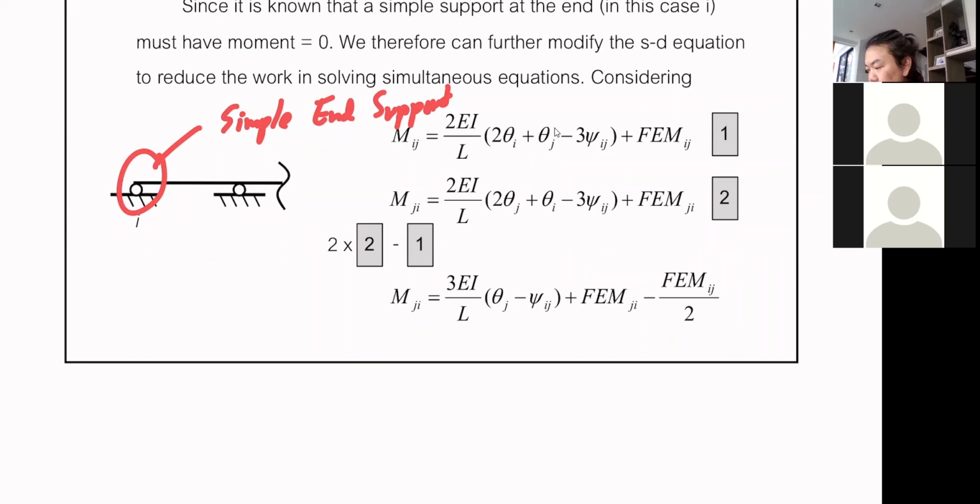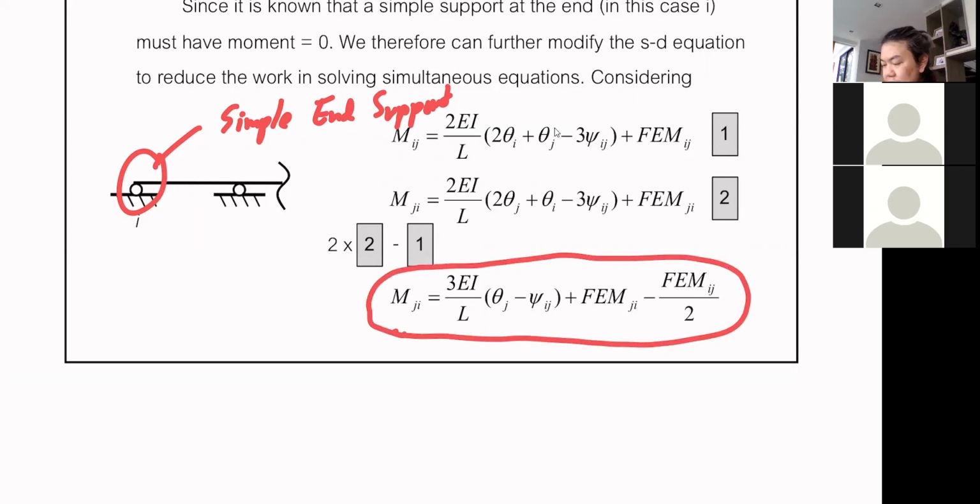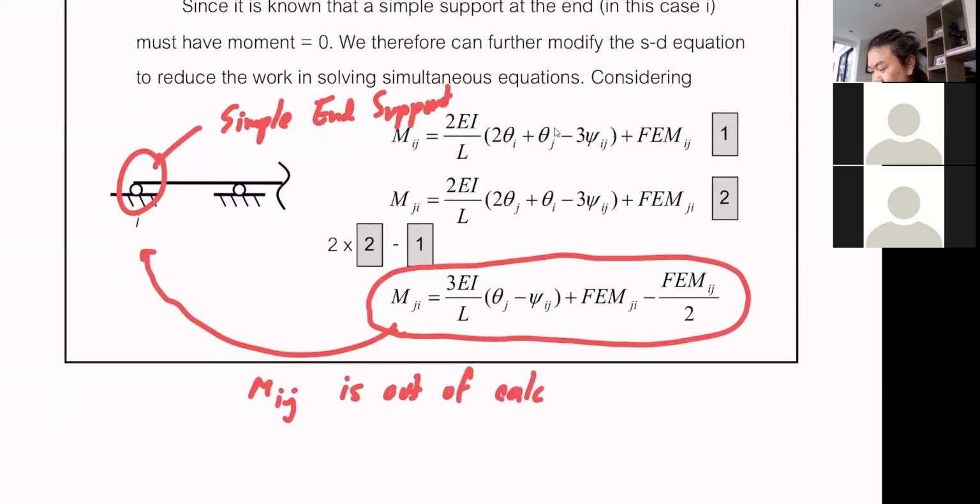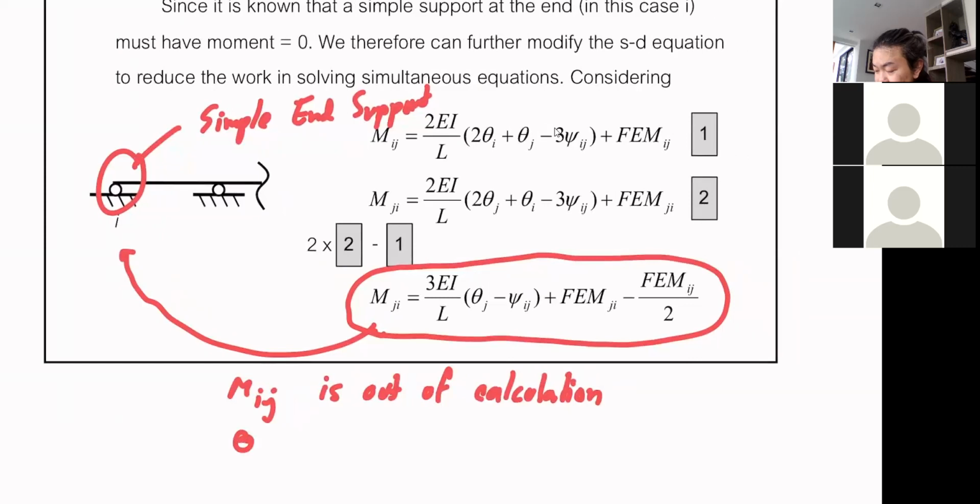By taking care of these two equations and MIJ equal to zero. So when you multiply this by two and then minus this, which is equal to zero, you can eliminate theta I. And therefore, you can now have another help from this modified equation. With this equation, it means that you no longer have to write MIJ; it is out of calculation. And even though we know that theta I is not zero, theta I is also out of consideration.